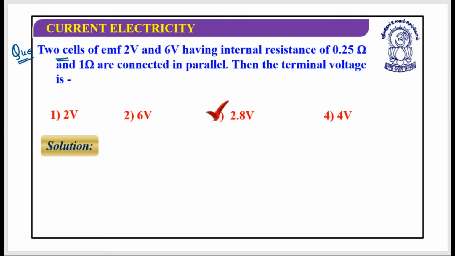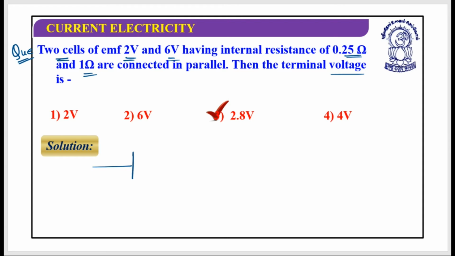What is given? There are 2 cells. The EMFs are 2 volt and 6 volt. They have internal resistances of 0.25 and 1 ohm, and these two are connected in parallel. What we require is the terminal voltage. Okay, how could I get it?